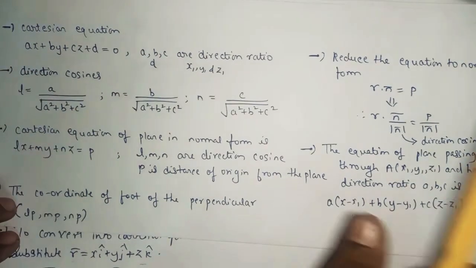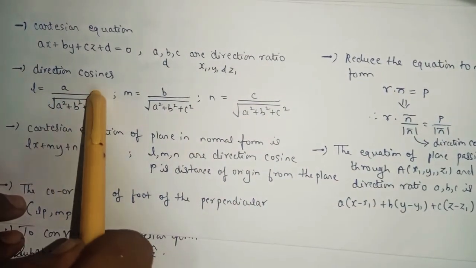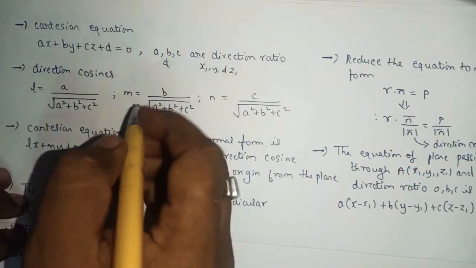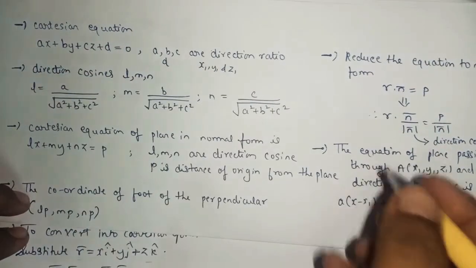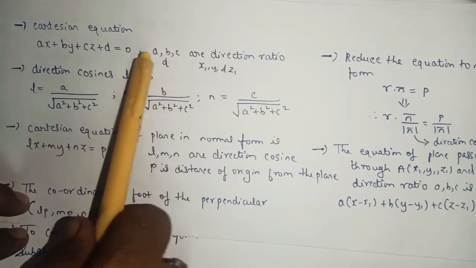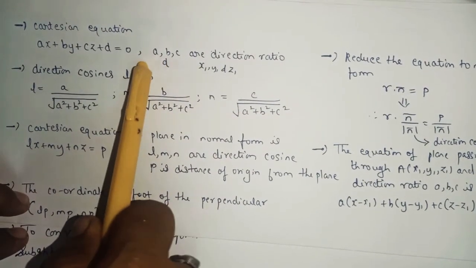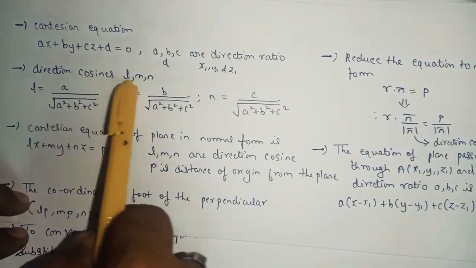The second point is how to find the direction cosine. a, b, c are the direction ratios, and the direction cosines are l, m, n. So remember these two things. Once again I will explain: direction ratio is a, b, c and direction cosine is l, m, n.